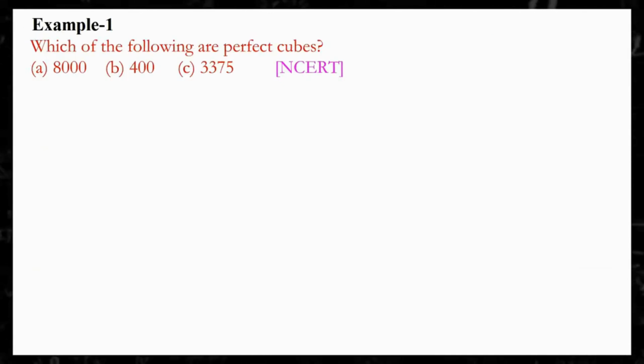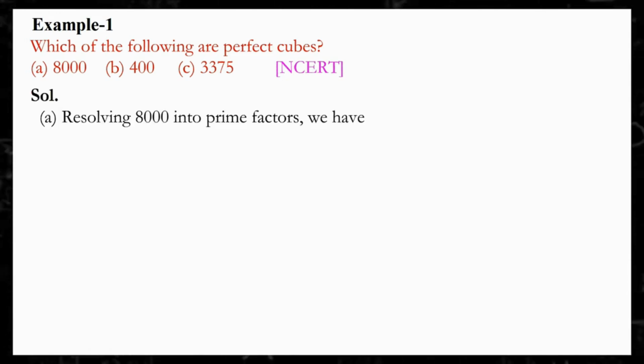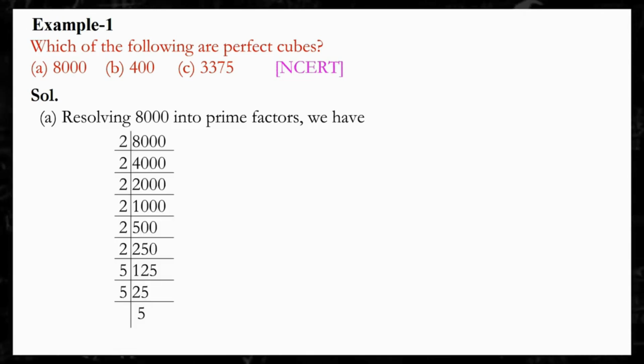Example 1. Which of the following are perfect cubes? A. 8000, B. 400, C. 3375. Solution. A. Resolving 8000 into prime factors, we have: on dividing 8000 by 2, we get 4000. On dividing 4000 by 2, we get 2000. On dividing 2000 by 2, we get 1000. On dividing 1000 by 2, we get 500. On dividing 500 by 2, we get 250. On dividing 250 by 2, we get 125. On dividing 125 by 5, we get 25. On dividing 25 by 5, we get 5.